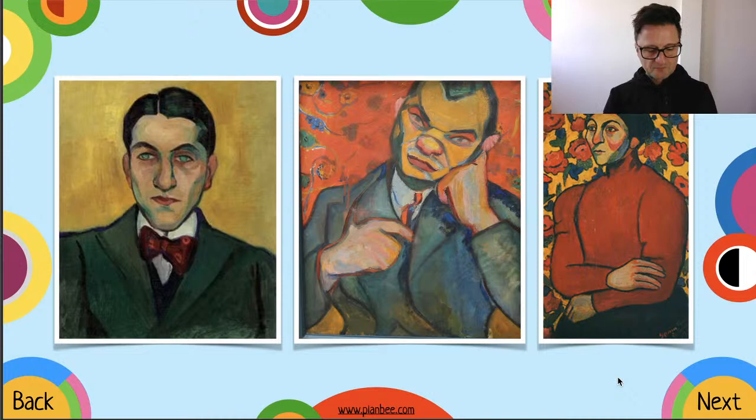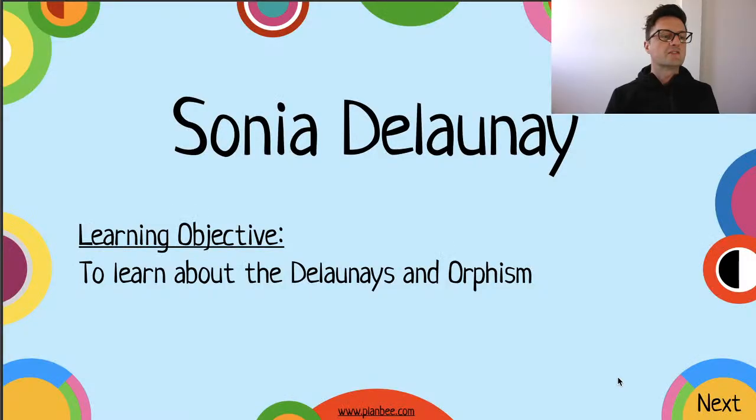Okay, here we go. Let's get started on our main learning for today's session. We are learning about an artist called Sonia Delauney. And here's what we're aiming to learn today. We're going to learn about the Delauneys and Orphism. Orphism, that's an interesting word, isn't it? Let's see what that word means.